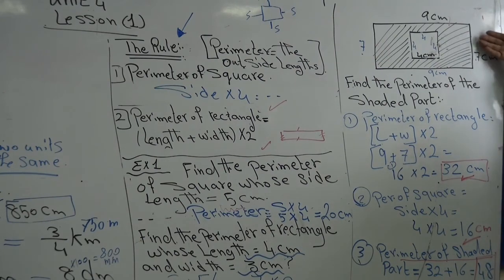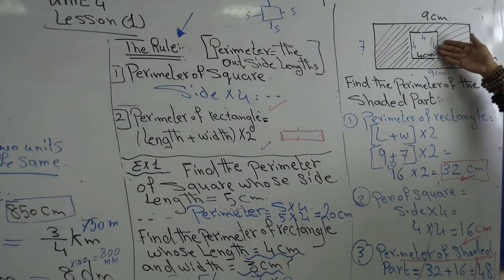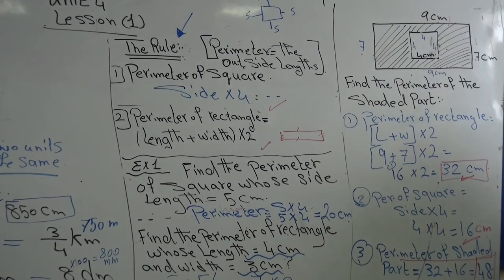Get the perimeter of the rectangle first, and then get the perimeter of a square second. The third step is to add them together.